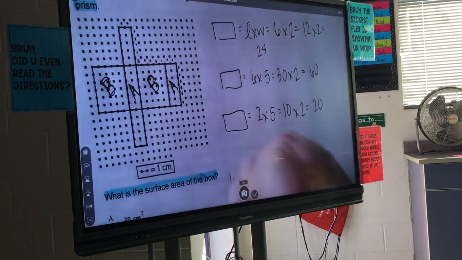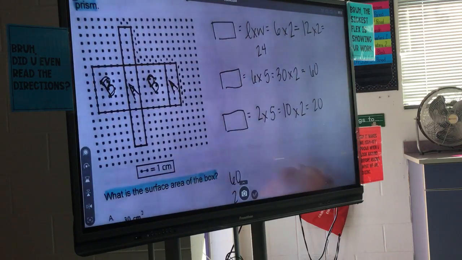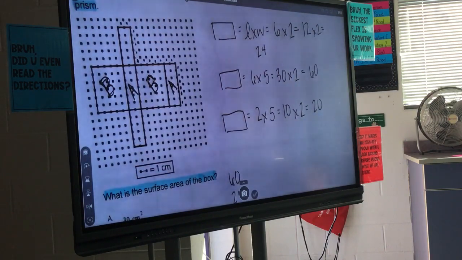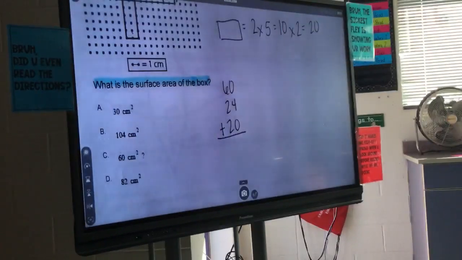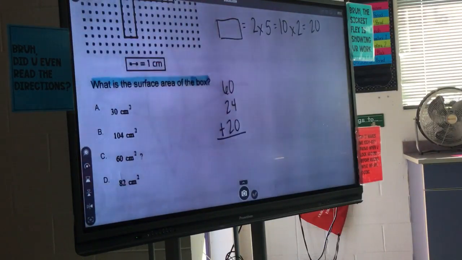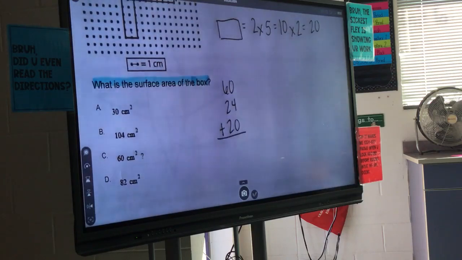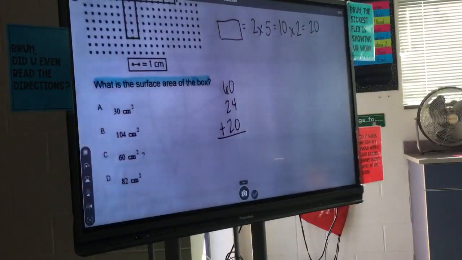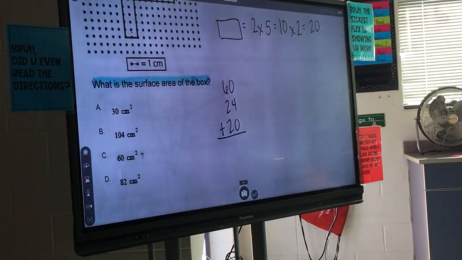So now I'm going to do 60 plus 24 plus 20. All right, type that into your calculator. Sorry, you can't see that. Type it into your calculator and then stand up when you have your answer. Yes, sir. Fantastic.